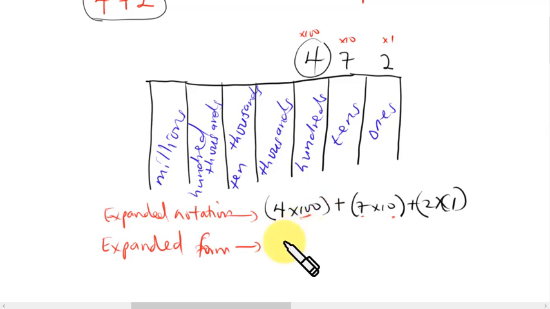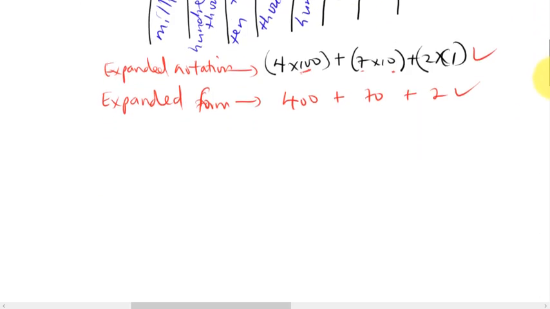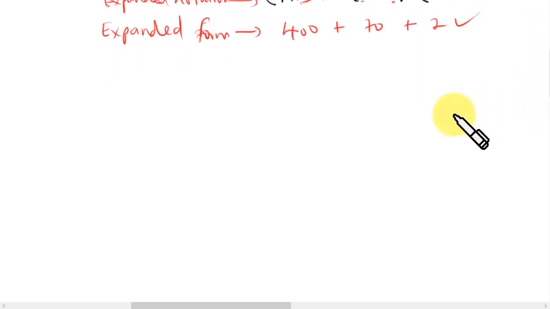So 4 times 100, we have 400. Then we have plus 7 times 10, we have 70, plus 2 times 1 is 2. So we call this expanded notation, and we call this expanded form. So that is the slight difference between the two. So expanded form allows us to write a number by noting the place values of the digits without necessarily using the place value chart.